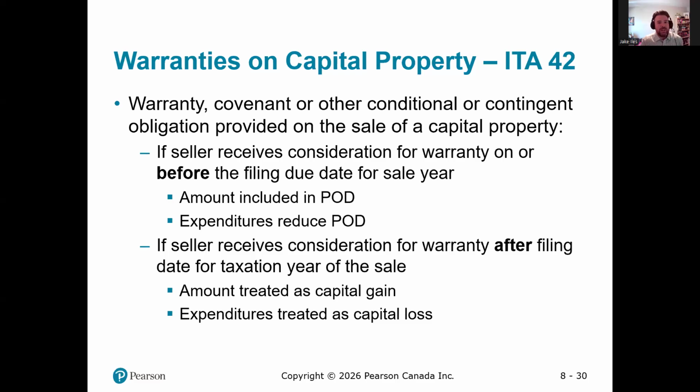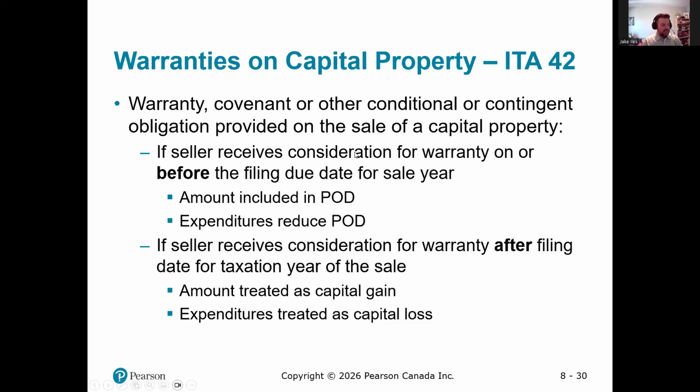So sometimes when you sell something, you give it a warranty saying, hey, here's a machine. If it breaks in the next 90 days or something, I will come and fix it. But sometimes warranties have an extra cost. So give me $4,000, and if it breaks in the next year, I will come fix it. And the act of fixing it is going to cost me money. So warranties, the money I receive for the warranty gets added to the proceeds of disposition.